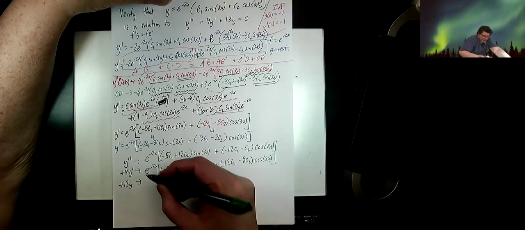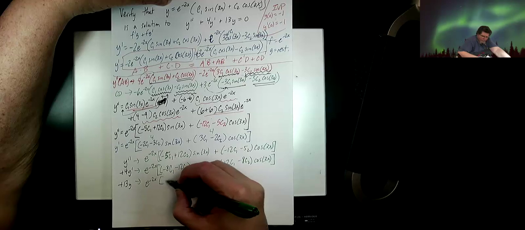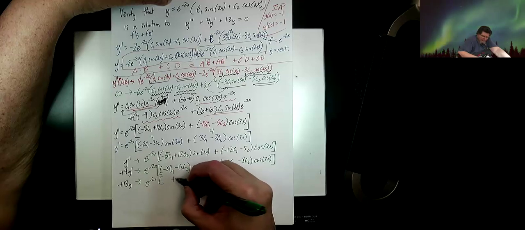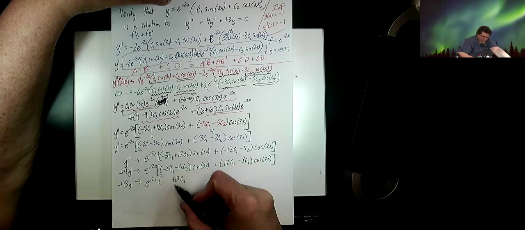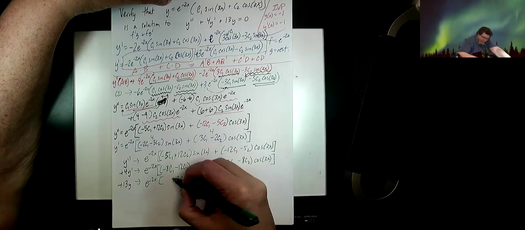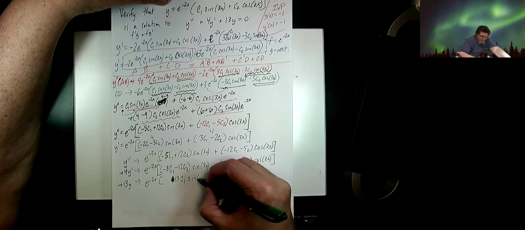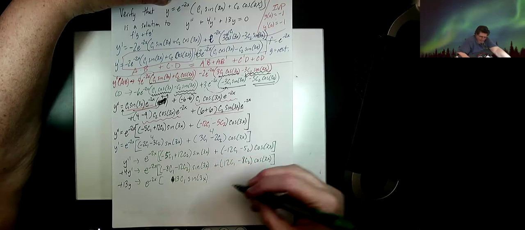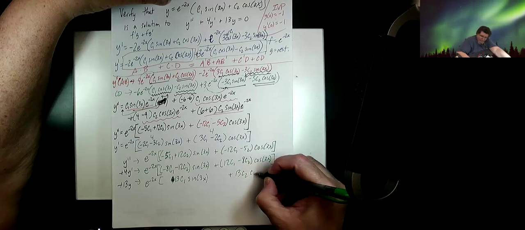And finally, I need 13 times the original one. Gives us a 13C1. I'm not gonna put a positive sign there, that looks stupid. 13C1 sine 3x. And then I've got a 13C2 cosine 3x.